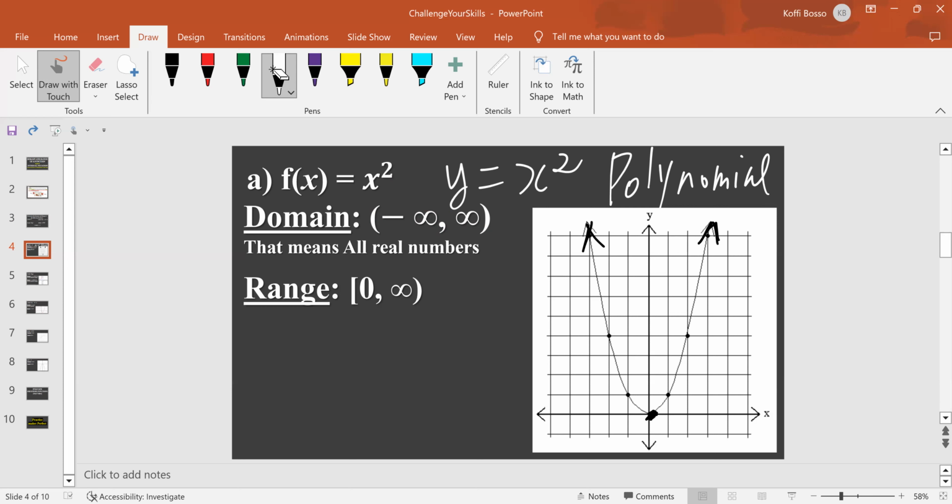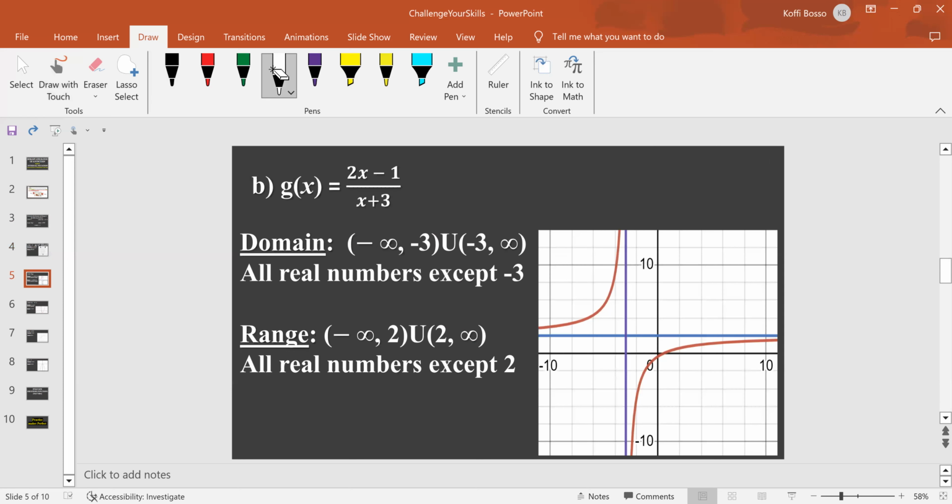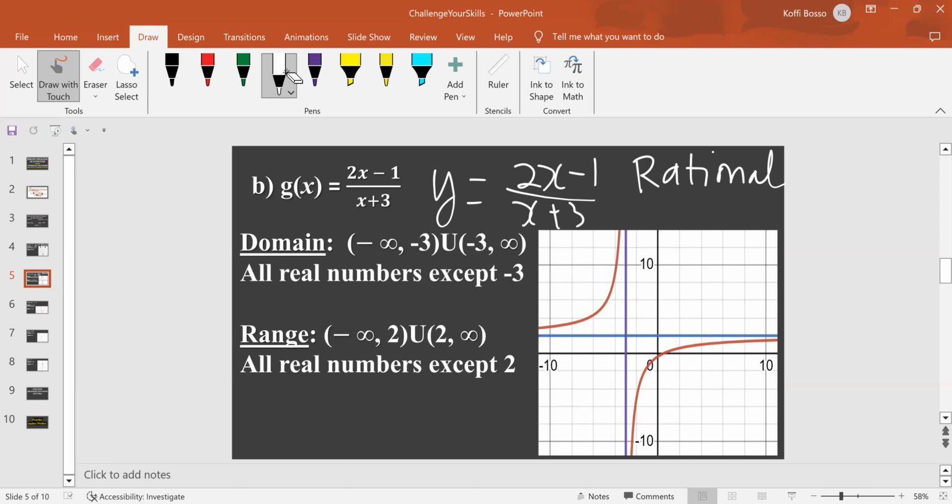So let's see the second function. Here we have g of x equal to 2x minus 1 divided by x plus 3. Again, understand that this is the same as y is equal to 2x minus 1 divided by x plus 3. We call this a rational function. That function looks like a fraction, something divided by something.